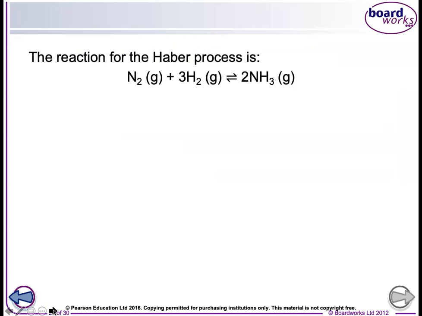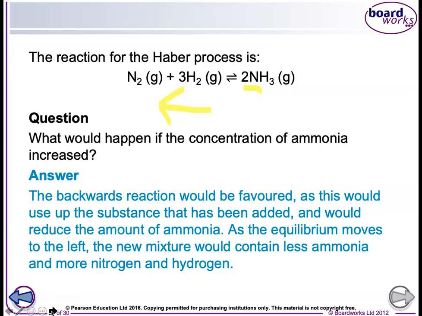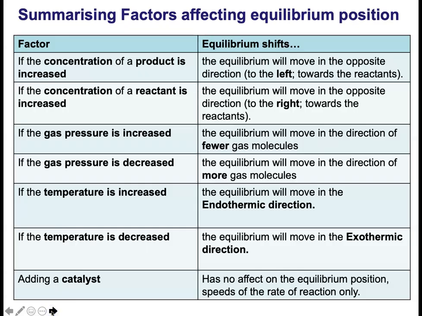The reaction for the Haber process is the following. If we were to increase the concentration of ammonia, what would happen? If ammonia is increased, then the equilibrium will move to the left, forming more nitrogen and hydrogen. That's all you need to know.